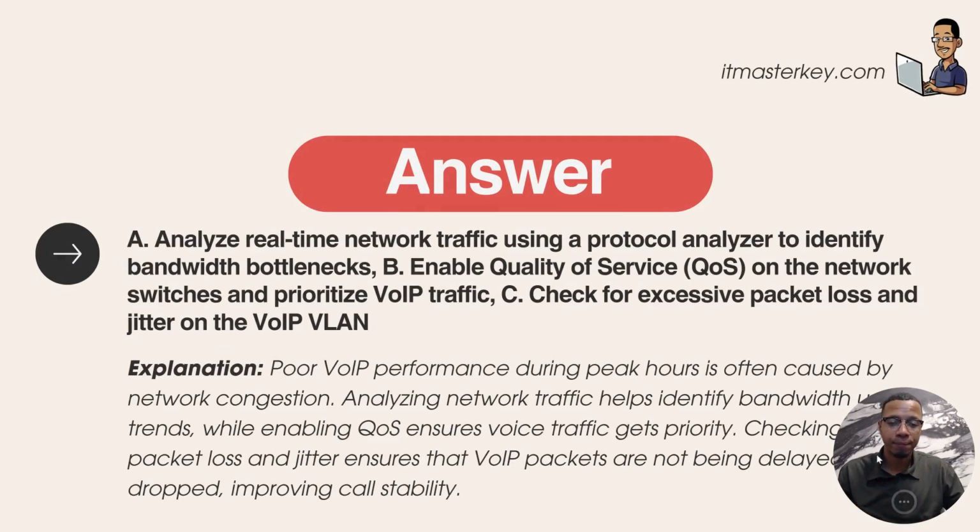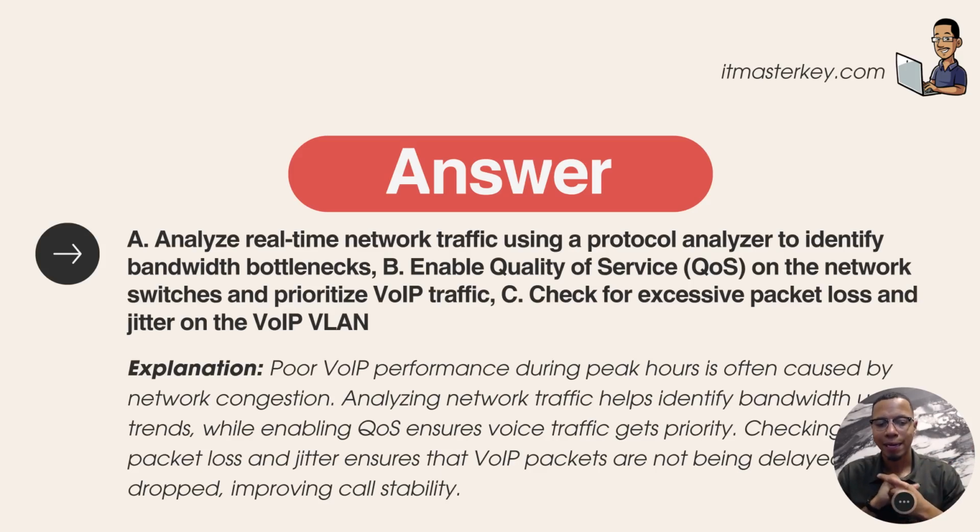All right, so the 3 that you should have gone with are A, B, and C. So A, analyze real-time network traffic using a protocol analyzer to identify bandwidth bottlenecks. The protocol analyzer is going to analyze the network traffic to see what protocols are being used the most, what is using the most traffic. Is it coming from email? Is it coming from the internet? Is it coming from a streaming service? What is causing the bottleneck on the actual network?